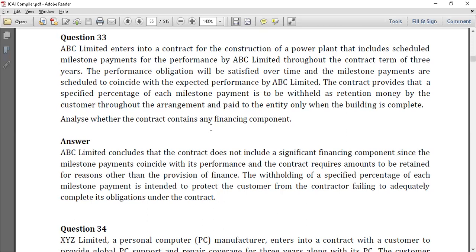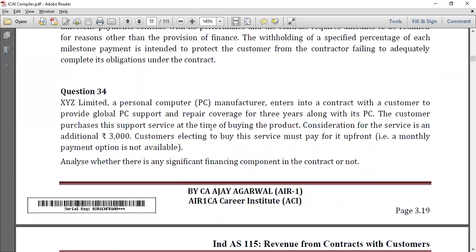So the answer goes like this: ABC Limited concludes that the contract does not include a significant financing component. Why? Because the milestone payments coincide with the performance, and the contract requires the amounts to be retained for reasons other than the provision of finance. Here, the withholding of a specified percentage of each milestone payment is intended to protect the customer from the contractor who may fail to adequately complete its obligation under the contract. In the event of the contractor failing his obligation, the customer will be protected with this retention money. That's why it is retained. Simple. So it doesn't have any financing component.